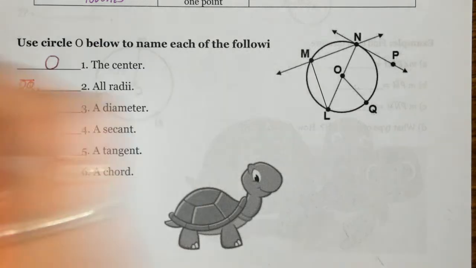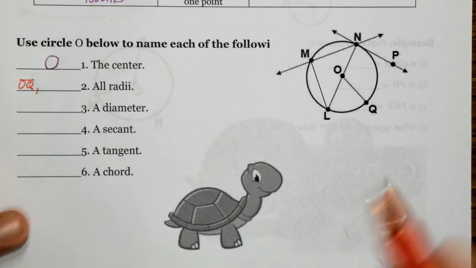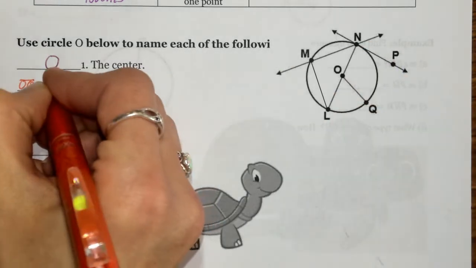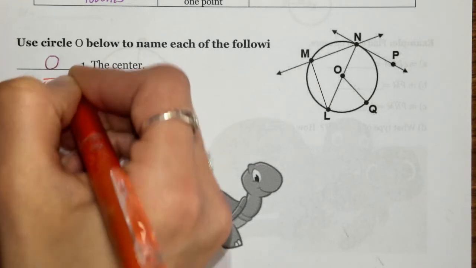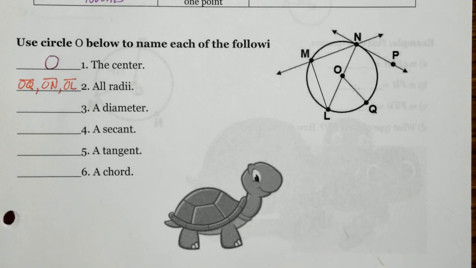So we have segment OQ. Good. Now we look at ON. It's part of the diameter, which gave you away, number 3. But remember, your diameter is composed of 2 radii. So we have ON. Good. And segment OL. Remember, we have to have these segment bars above to let us know that these are segments, because these symbols change based on what we're talking about.